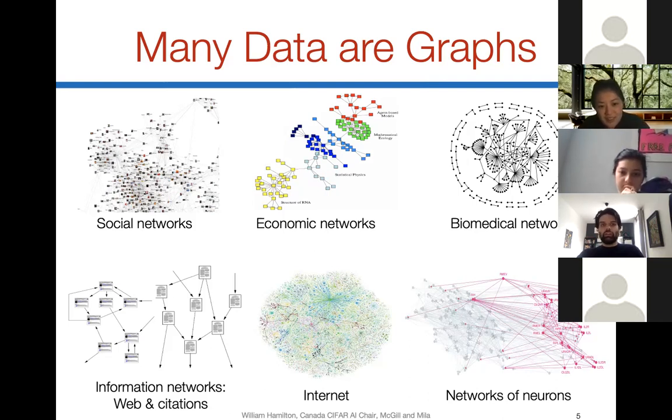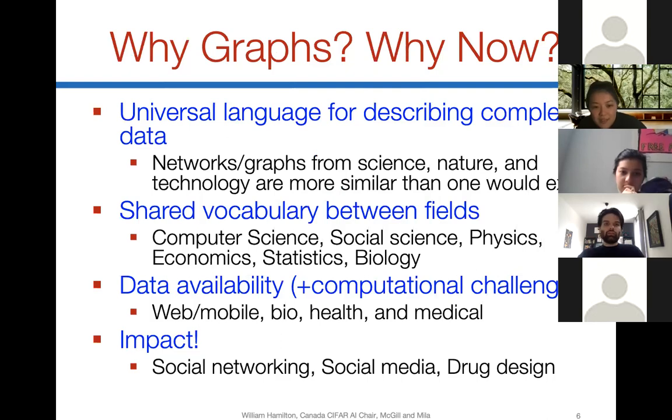And so you can see there's a very broad, large amount of diverse data sets that we can think about as graphs. And so why are graphs an exciting thing to look at? And I should say that trying to do machine learning on graphs has been an increasingly popular object of study in the past few years. So one of the reasons for the growing popularity behind this area is the fact that graphs are really a universal language for describing complex data.